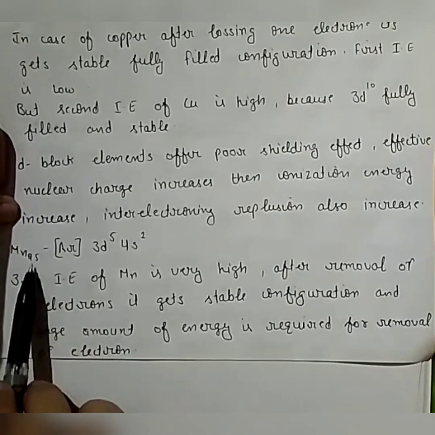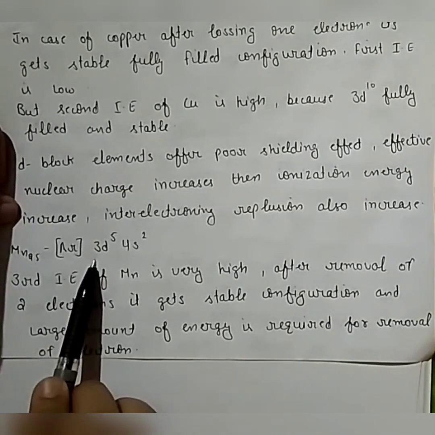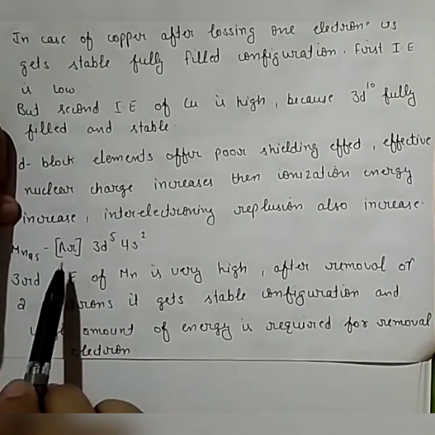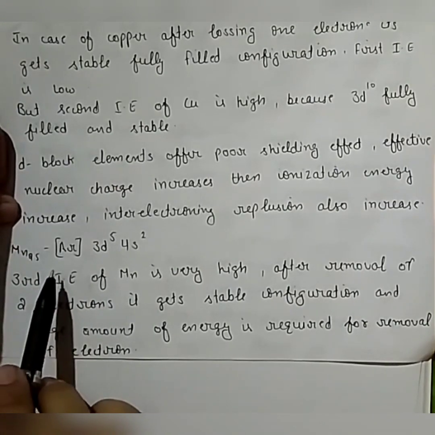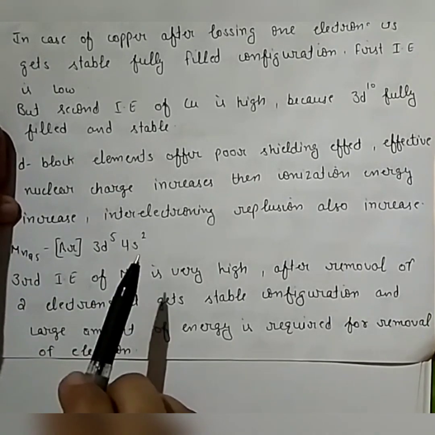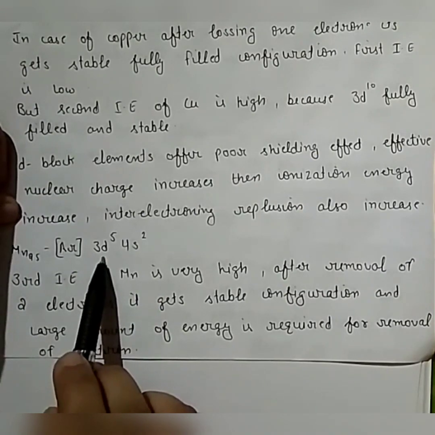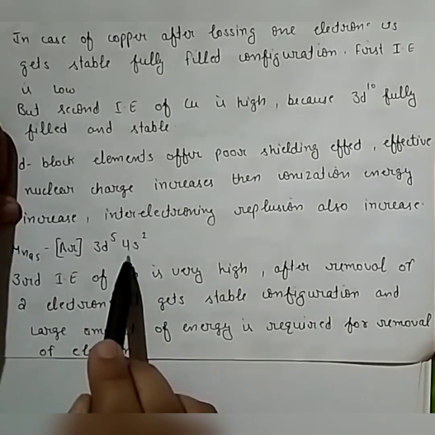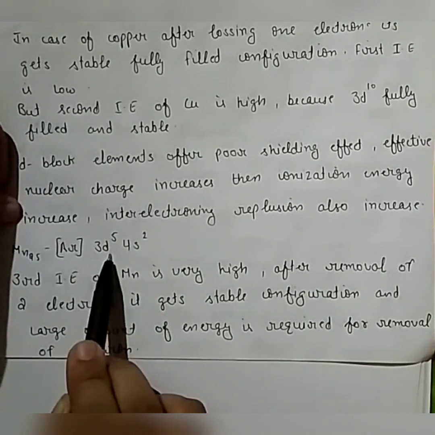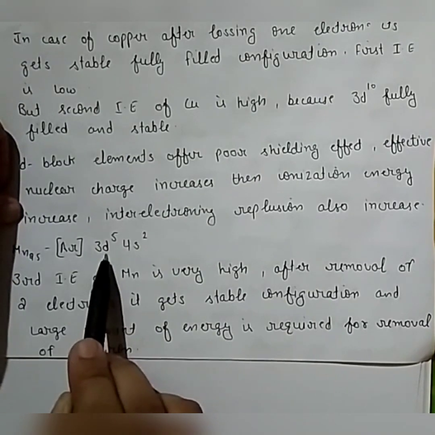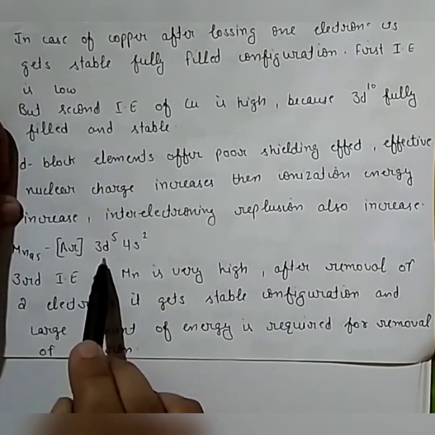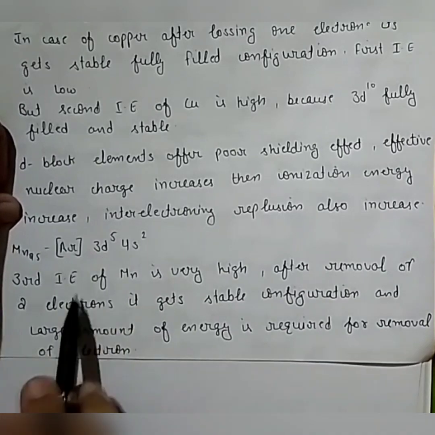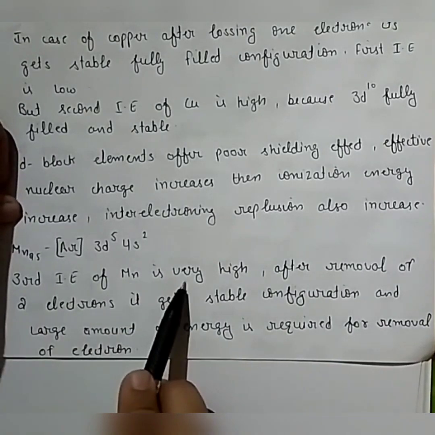This is a very important topic in ionization energies. Manganese needs high energy for the third ionization energy. After removal, this is half filled and stable. So it is very difficult to remove this electron. A large amount of energy is required. That's why the third ionization energy is very high.